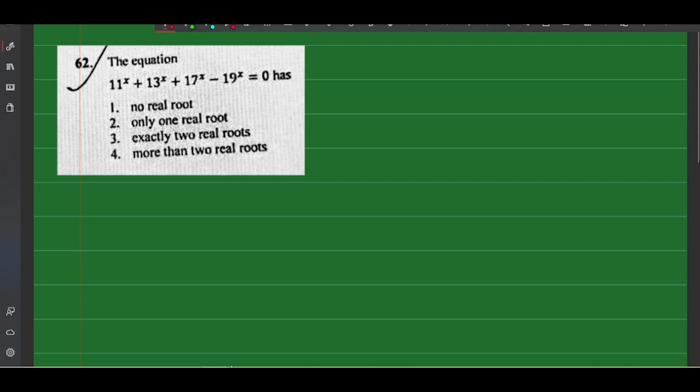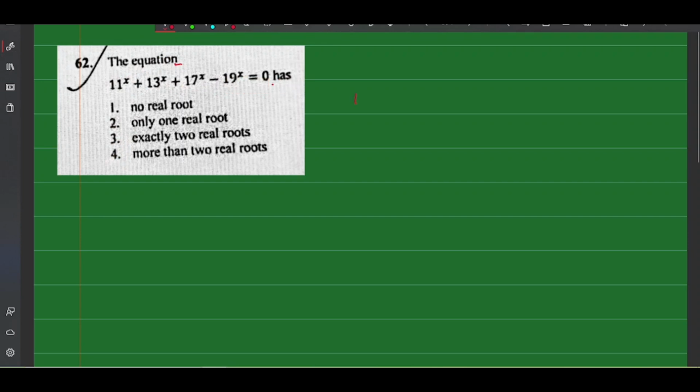So let's start. First of all, consider the question. The question is that the equation 11 raised to x plus 13 raised to x plus 17 raised to x minus 19 raised to x is equal to 0 has: the first option is no real root, the second is only one real root, the third is exactly two real roots, and the fourth is more than two real roots. Here we need to find the true options.